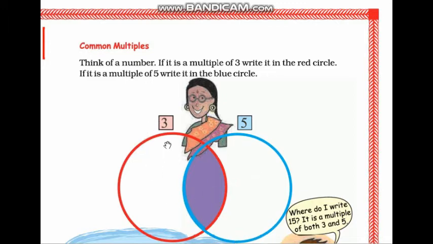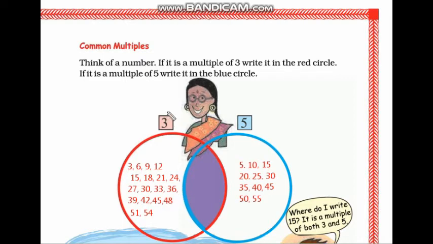Here we will write the number of which we are going to write the multiples, and here also 5. So here we are going to write the multiples of 3, and here we are going to write the multiples of 5. So let us find out first the multiples of 3. So 3, 6, 9, 12, 15, 18, 21, 24, 27, 30, 33, 36, 39, 42, 45, 48, 51, 54. That means here is the table of 3.